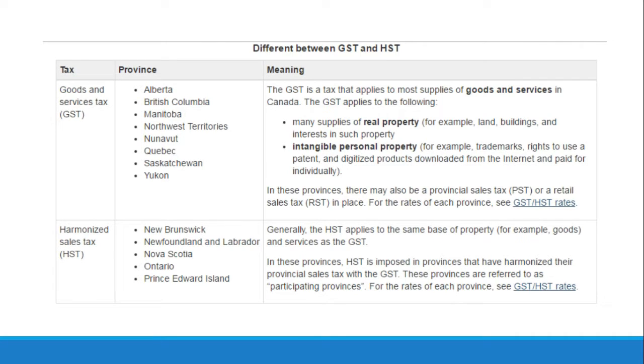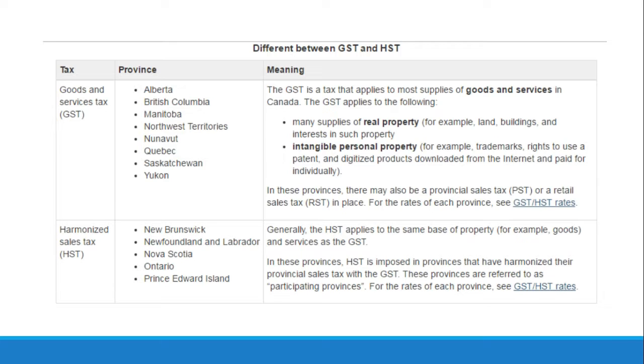All right, so let's talk about the taxes. There are different taxes currently existing in Canada. The first one is the goods and services tax, and there are assigned provinces, for example, Alberta, British Columbia, Manitoba, Northwest Territories. So what does it mean? The GST is a tax that applies to most supplies of goods and services in Canada. The GST applies to many supplies of real property and intangible personal property. In these provinces, there may also be a provincial sales tax or a retail sales tax in place. For the rates of each province, see GST and HST rates.